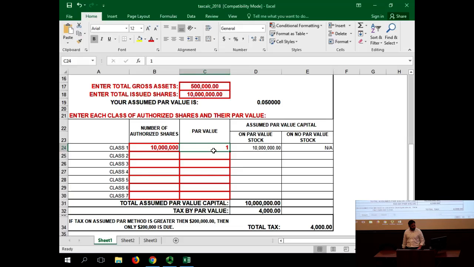As we go up, we're going to see shares, what's a share of Microsoft worth? Right? They're going to be paying the maximum tax again.